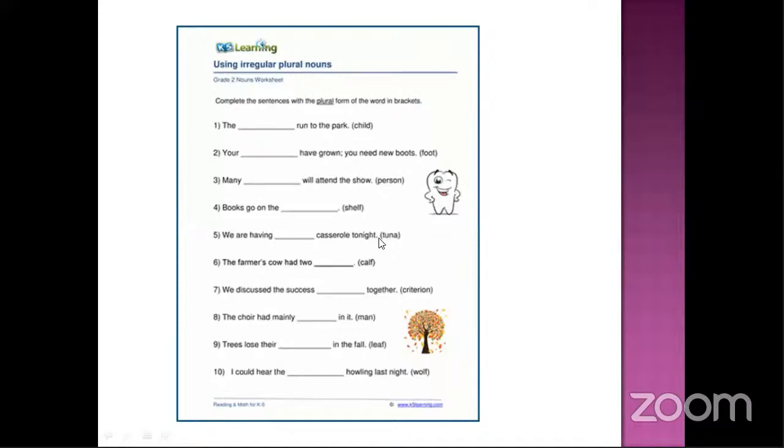Number 5. We are having blank casserole tonight. The word is tuna. Tuna is the name of a fish. So the plural of tuna is tuna. The same word is used.